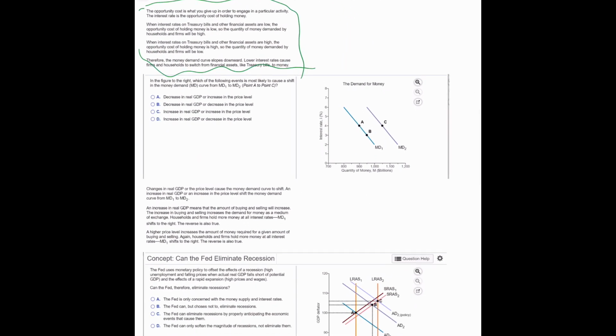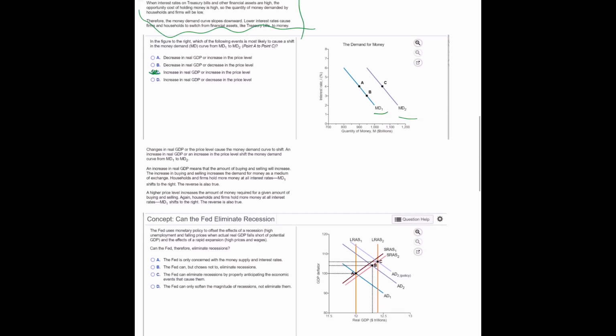Next, in the figure to the right, which of the following events is most likely to cause the shift of the money demand curve from MD1 to MD2, specifically from A to C? In this case, we're going to see that it's going to be an increase in real GDP or an increase in the price level. And you can read down here, an increase in GDP means, real GDP, means that the amount of buying and selling will increase, which would cause an increase in money demand. And a higher price level would also cause an increase in money demand as more money is needed for those things.